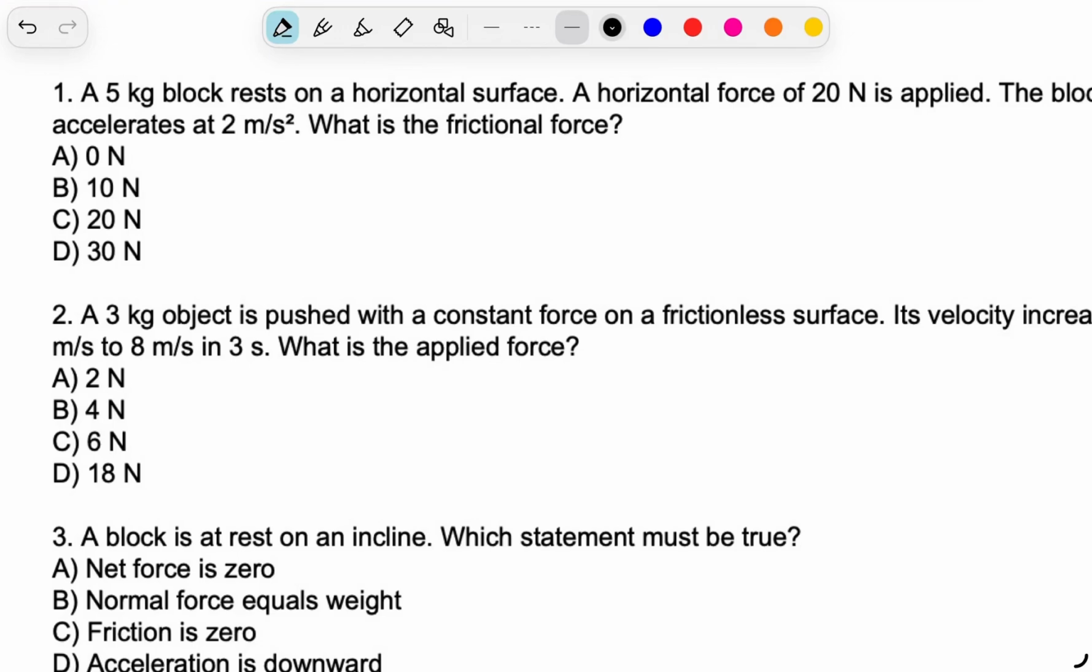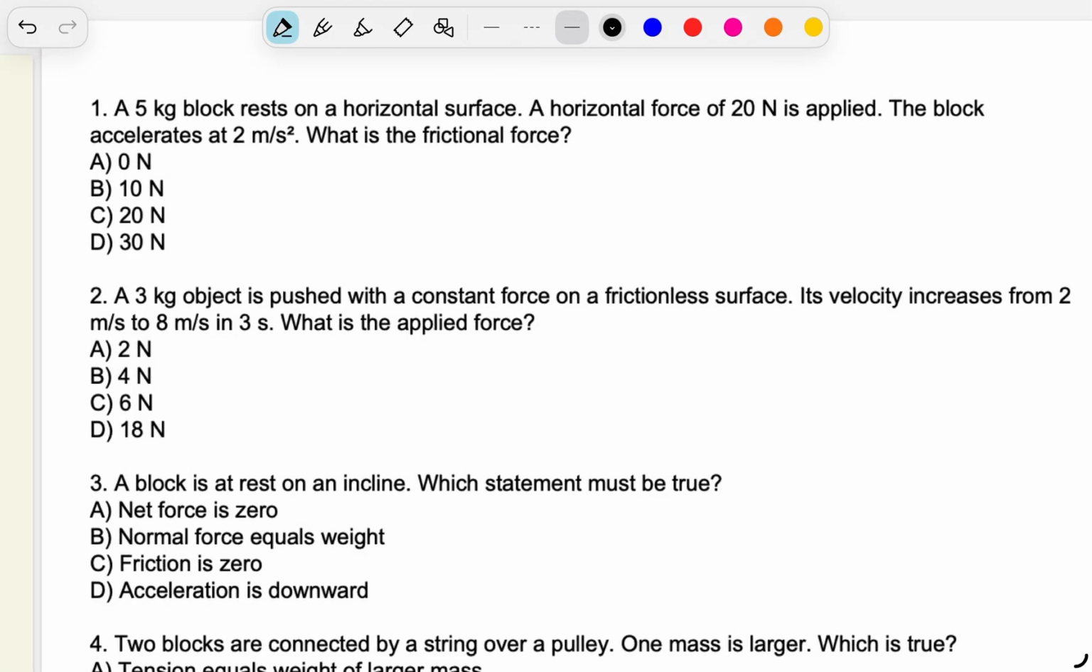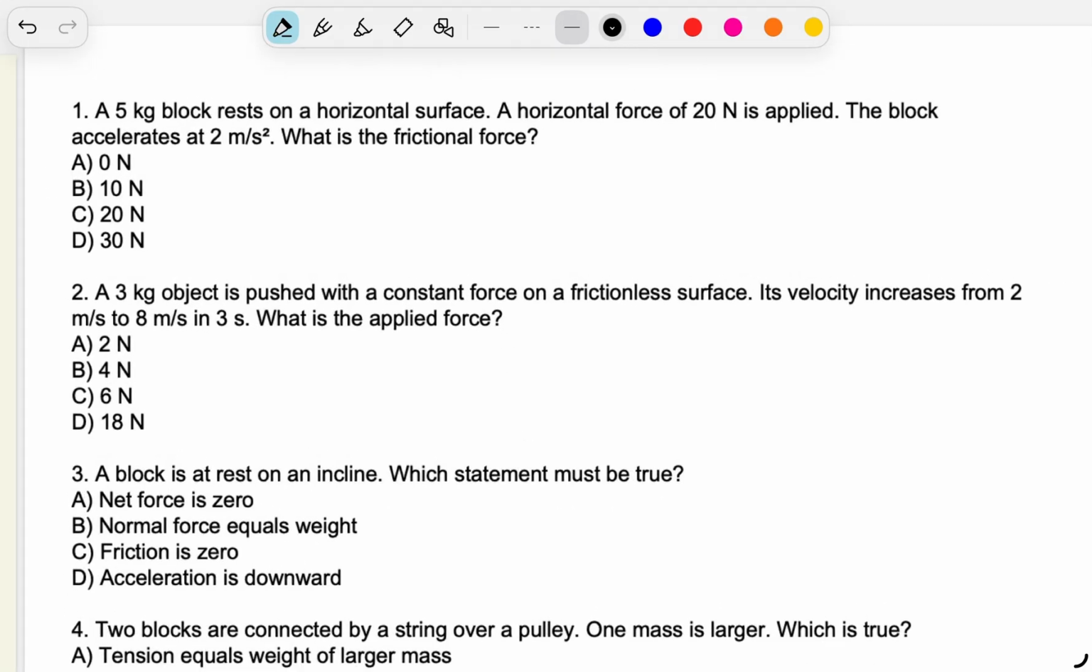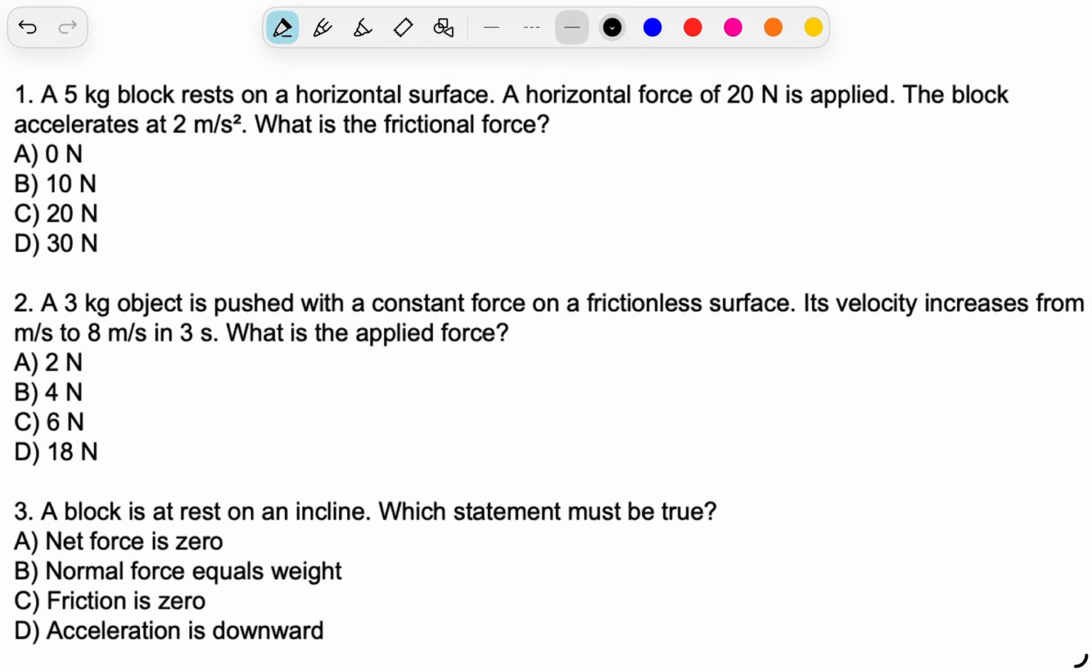We're going to do 10 practice problems for AP Physics 1, Unit 2, forces. We have a 5 kilogram block that rests on a horizontal surface. A horizontal force of 20 newtons is applied, and the block accelerates at 2 meters per second squared, and we want to find the frictional force.